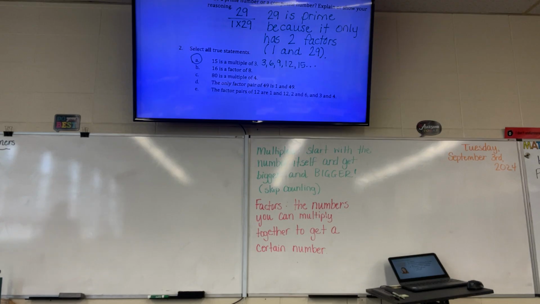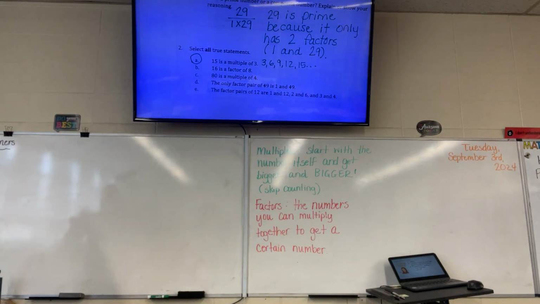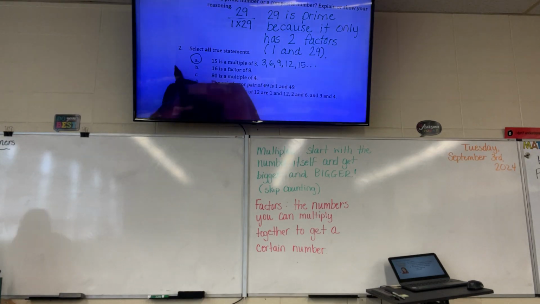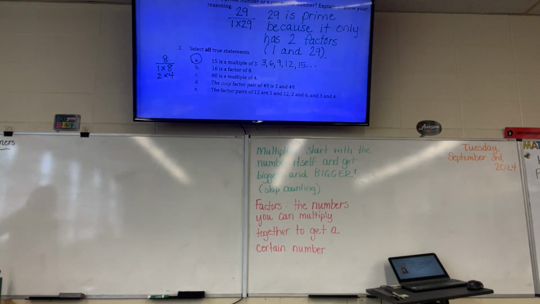The next one, letter B, says 16 is a factor of 8. If you think about the factors of 8, 8 goes on top. I'm going to write it over here for B. We start with 1 times 8, then 2 times 4. Is there a 16 in that list? No.